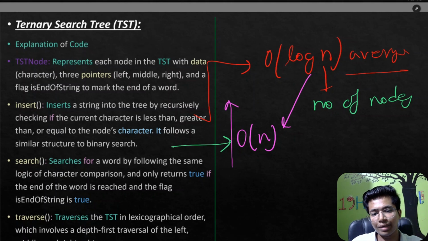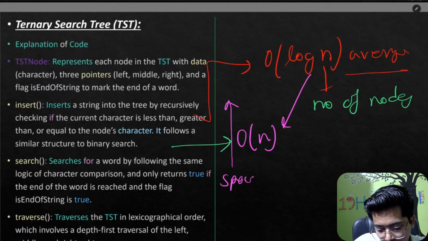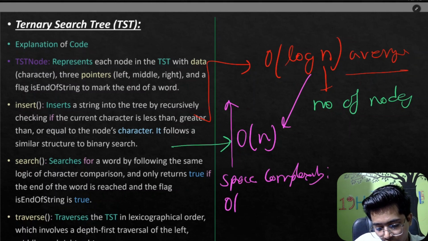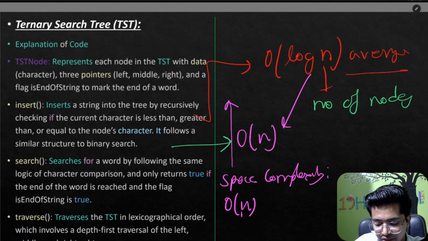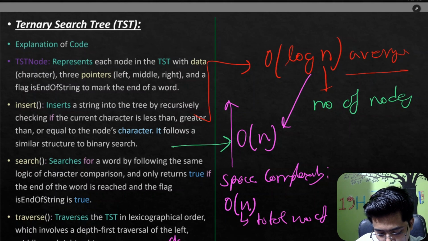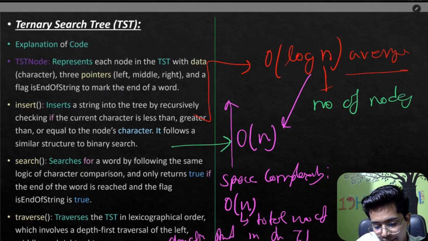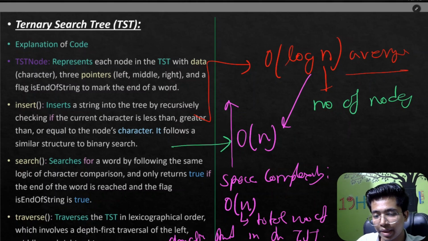Whereas the space complexity for a ternary search tree is always big O of n, where n is the total number of characters in all the strings stored in the ternary search tree. So we got the time complexity also.